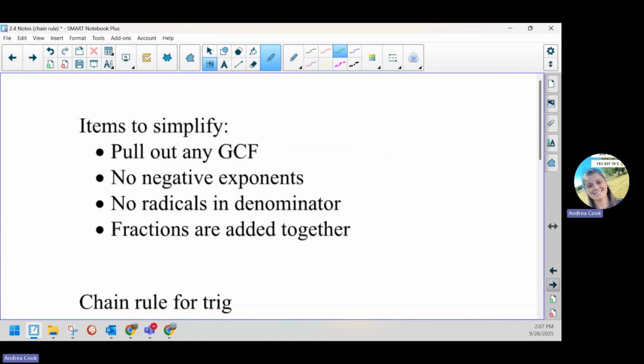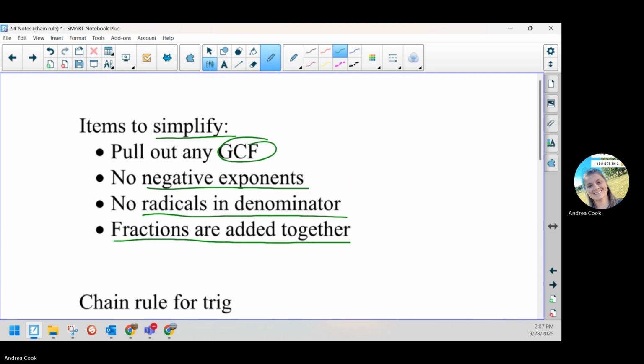Okay, so things to keep in mind when they ask you to find the derivative and simplify: pull out GCFs, no negative exponents, no radicals in the denominator, and make sure fractions are added together.